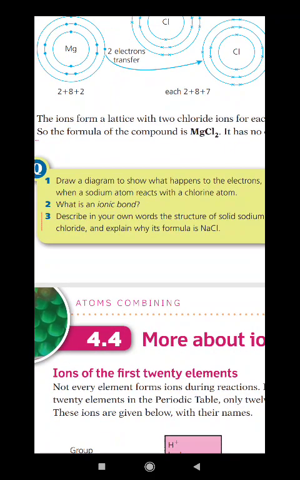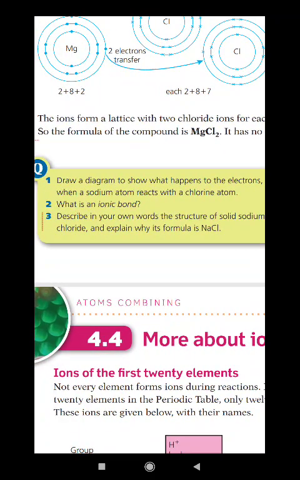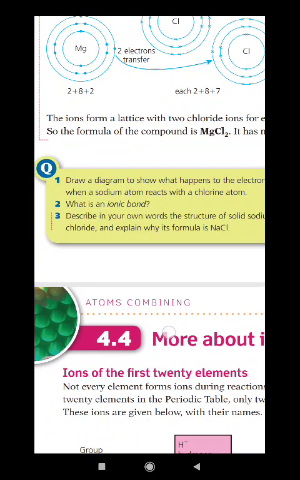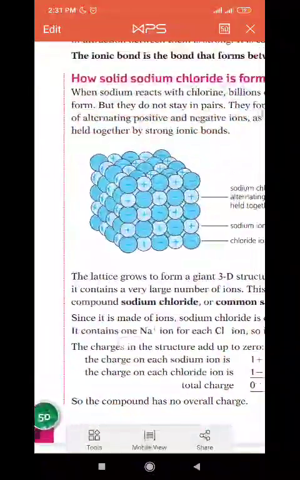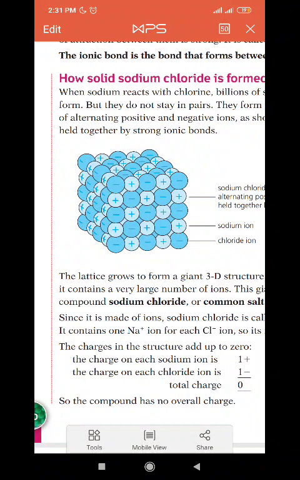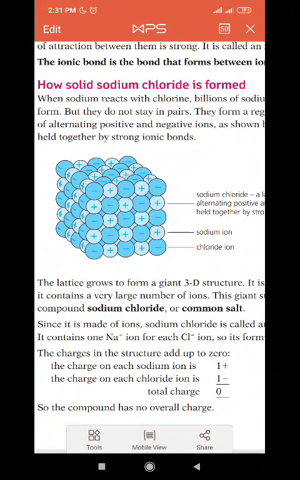Then question 3 says, describe in your own words the structure of solid sodium chloride and explain why its formula is NaCl. Now for that one, they're talking about a solid sodium chloride structure. For that, let's look at the structure of ionic compounds. We said they form a lattice with alternating positive and negative ions. As you can see in this example, you have a positive ion surrounded by negative ions, and a negative ion completely surrounded by positive ions.